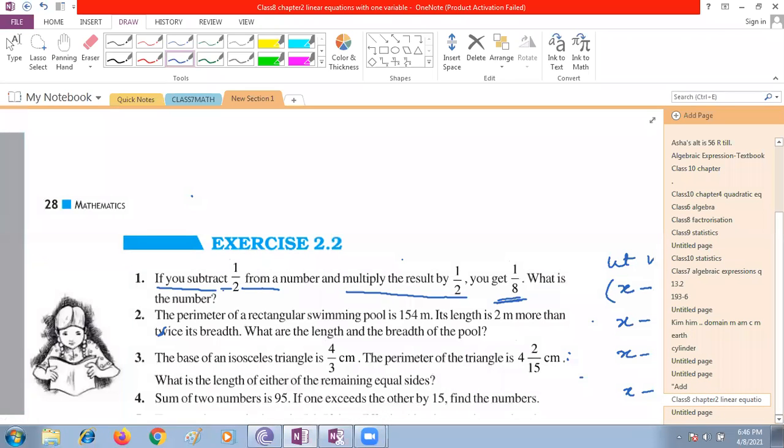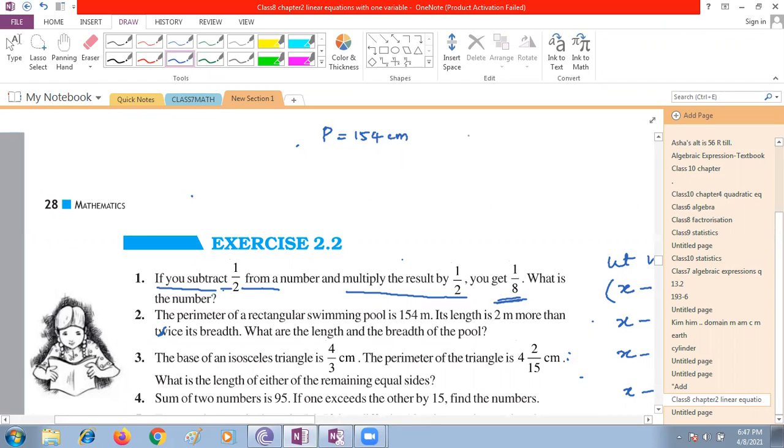Ma'am, since breadth equals 150 divided by 6. Breadth is equal to 150 divided by 6. No, see, the statement is given: perimeter is 154 centimeters.